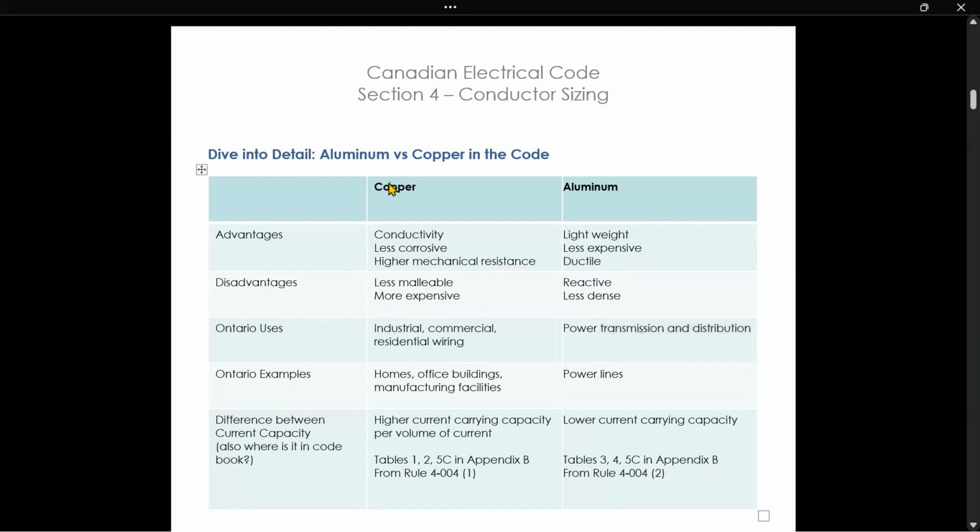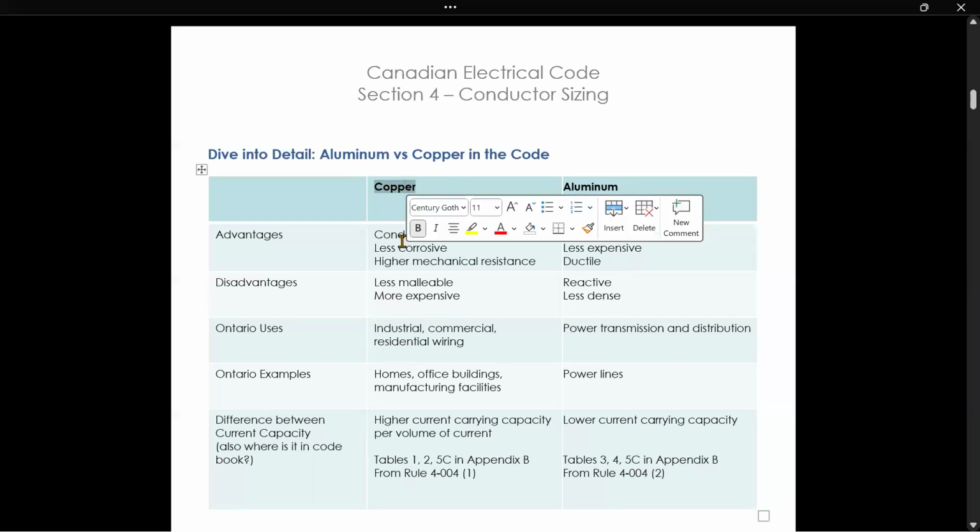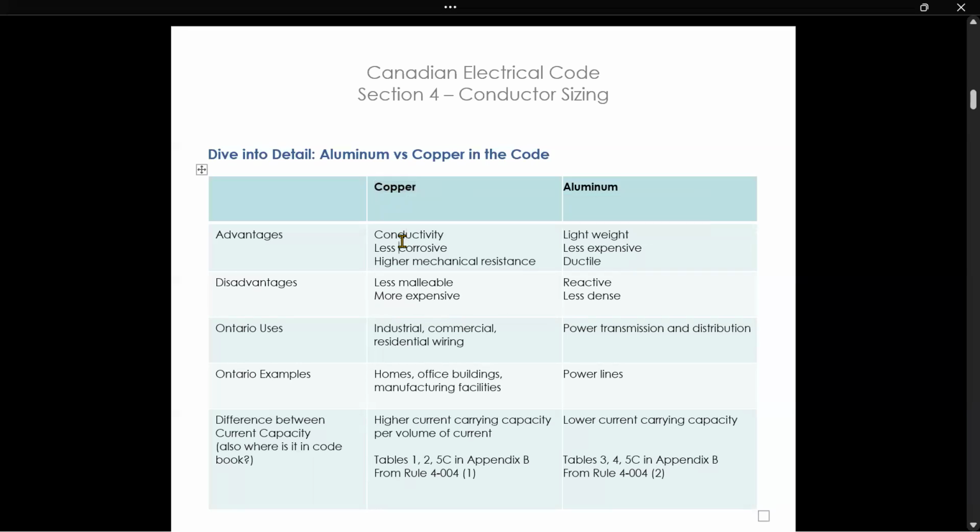So copper is used in industrial, commercial, residential settings. It's what is going to be in homes, office buildings, manufacturing facilities, etc. It has excellent conductivity. We know that. It doesn't corrode on the outside, like it doesn't oxidize like aluminum does. It has a high mechanical resistance. It's nice to work with. It is expensive though. It's a little less malleable than aluminum. It's more expensive than aluminum.